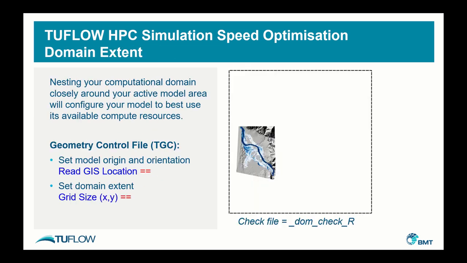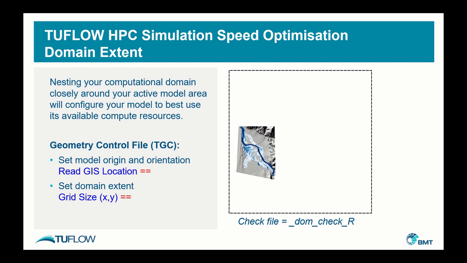The first item I'd like to bring your attention to is domain extent. It's important that you define a domain orientation and extent that nests neatly around your computational area so you can use your compute resources to the best of their ability. For the purpose of this demonstration, I've created the model on the right with the black dotted polygon representing my domain. If you're ever wanting to review your domain, I recommend importing the DOM check R file, and that will show the orientation and extent that you've specified.